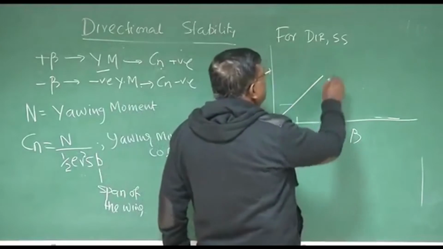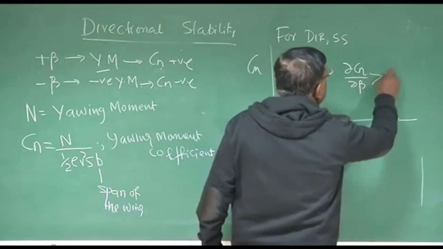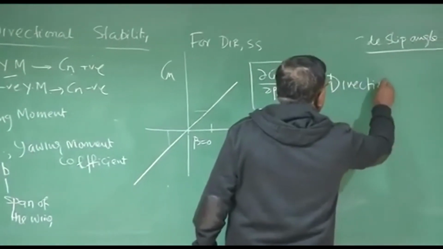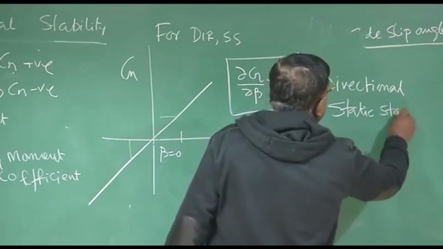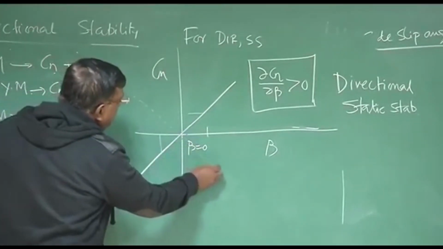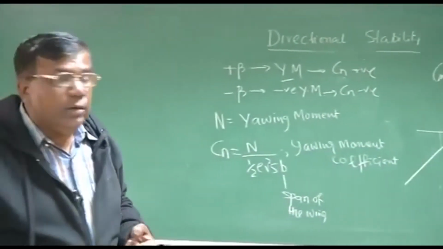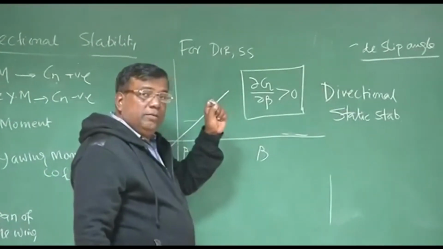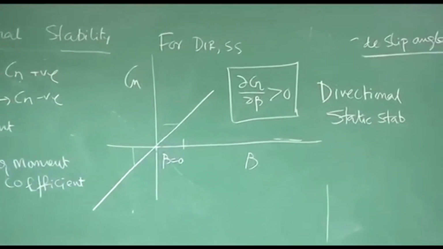So what is the meaning of this? Its meaning is dCn by d beta, the slope of Cn versus beta, should be greater than 0 for directional static stability. Clear? Please recall this sort of a slope negative was there for longitudinal case, for which Cm alpha was supposed to be less than 0. But for directional case, Cn beta has to be greater than 0. Keep that at the back of your mind. Okay? So this is the condition for directional stability as far as static part is concerned.